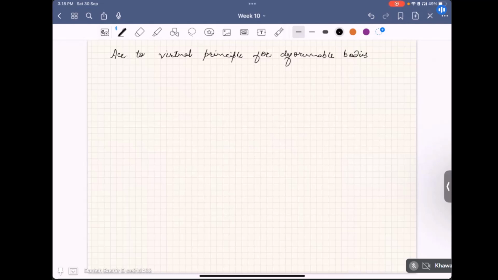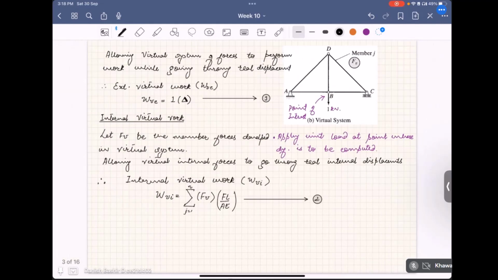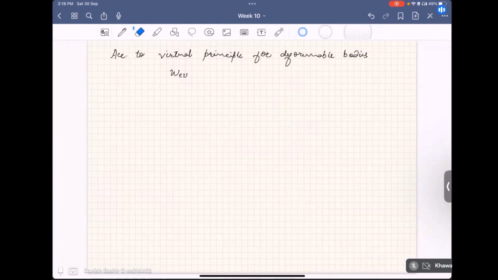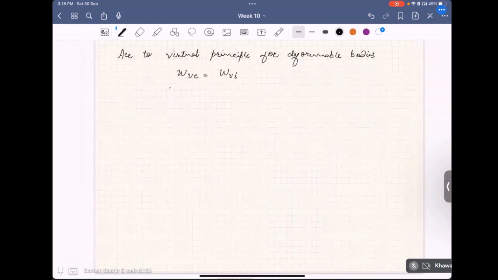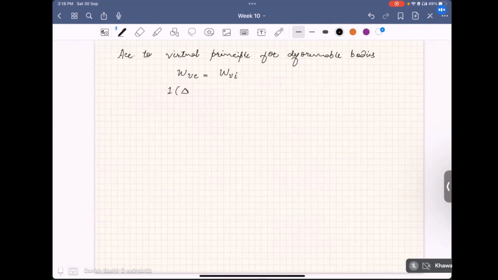Bodies, I already wrote it as virtual work external. Okay, sorry, I am using this notation, VE, is equal to virtual work internal. When I use 1 into delta here, 1 into delta will be equal to summation FV FL by AE.